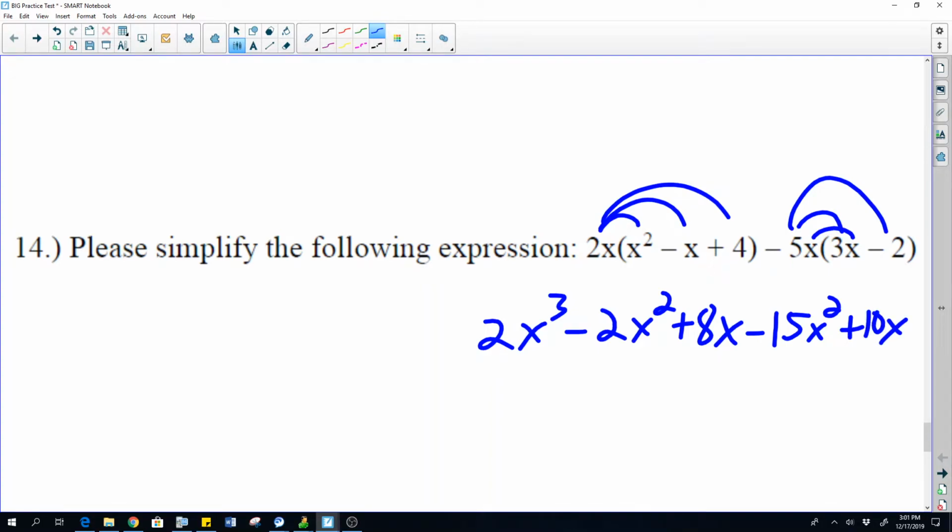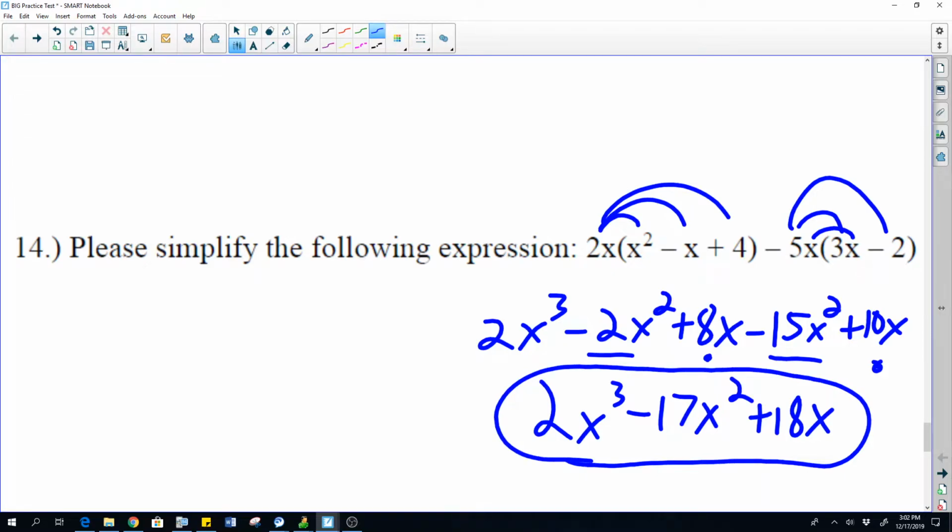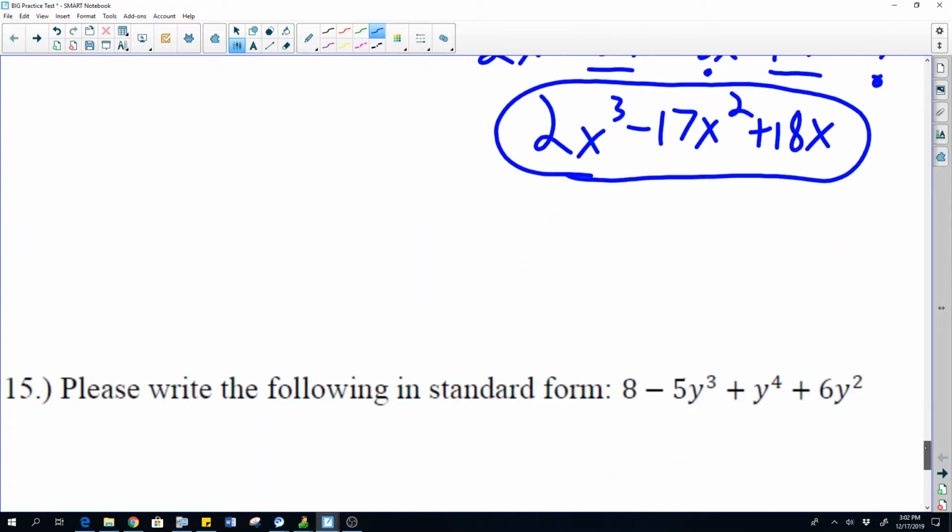There we go. And then we want to combine like terms. So that's a negative 2x squared with a negative 15x squared. That's negative 17x squared. Bring down our 2x cubed because that doesn't combine with anything. And then we have an 8x with a 10x. So that's 18x. And that's just going to be our answer. So just distribute, multiply it through, and then combine like terms.